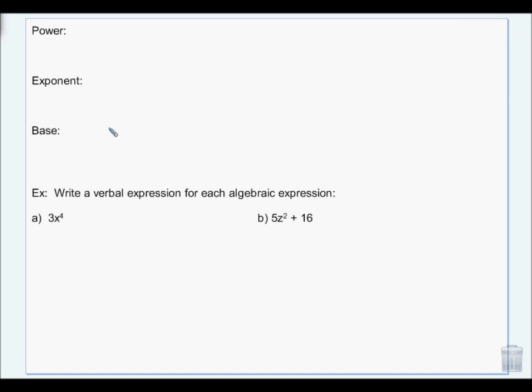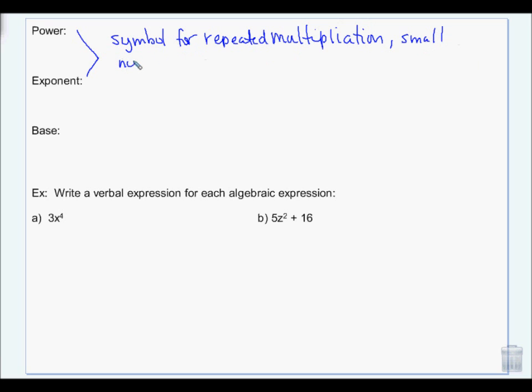Okay, so a power or an exponent, these are both the same thing, is a symbol for repeated multiplication. Okay, so it's a small number and it's raised over a base, and it tells you how many times.